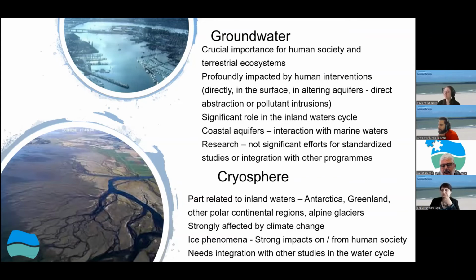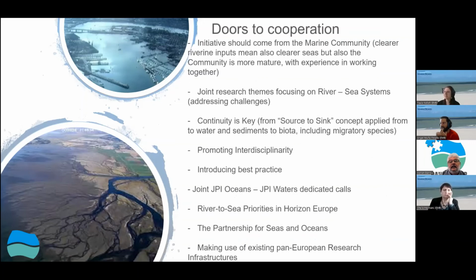And last but not least, the cryosphere, which is covering the Antarctica, Greenland, other polar continental regions, and alpine glaciers, which is strongly affected by climate change. And we need also to take into account that, looking at the extreme events, we have ice phenomena with strong impacts on human society or from human society. And this is why these are also areas that need to be better integrated with studies in the water cycle.